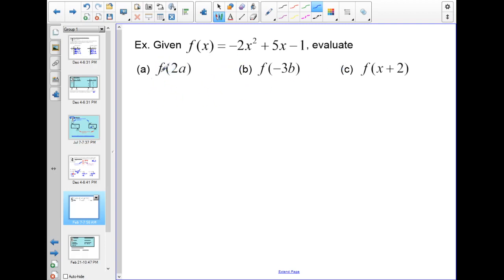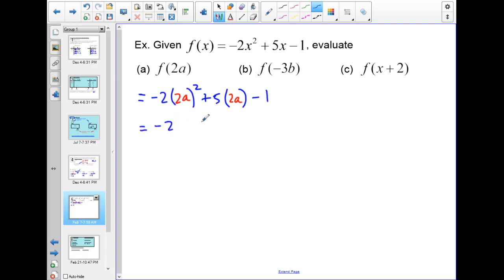F of 2a, so the function using 2a as the input, is equal to negative 2. Now I had negative 2x squared, but instead of negative 2x squared, I'm going to replace that with 2a. So wherever there was an x, I'm going to replace it with 2a. And then I had plus 5 times x, but I'm not going to have an x anymore. I'm going to have 2a here. And then finally, minus 1 on the end.